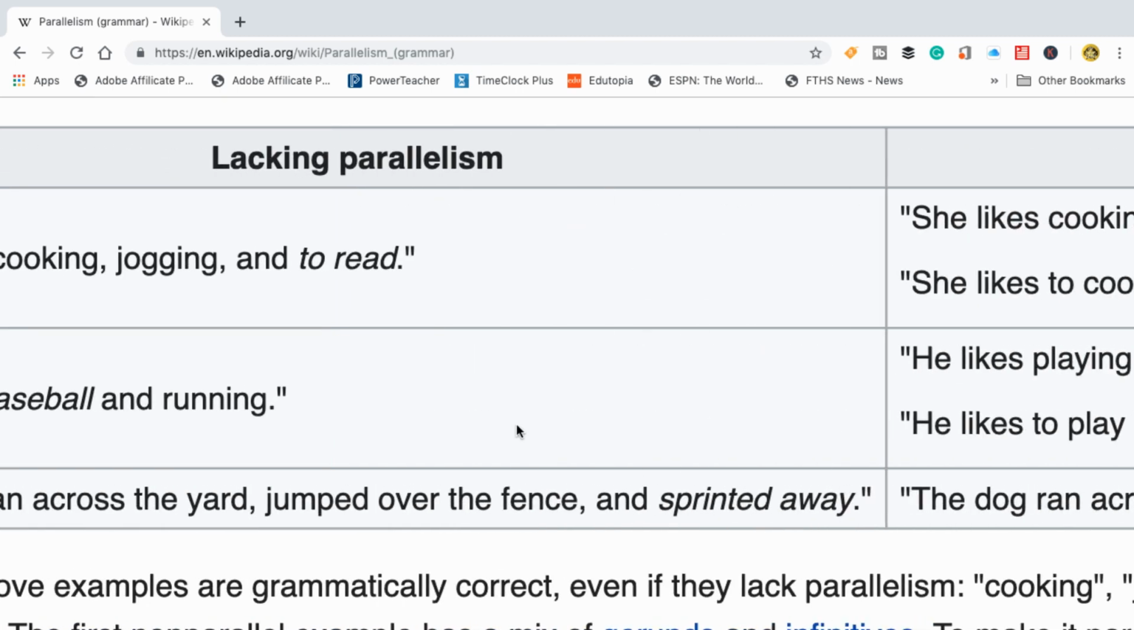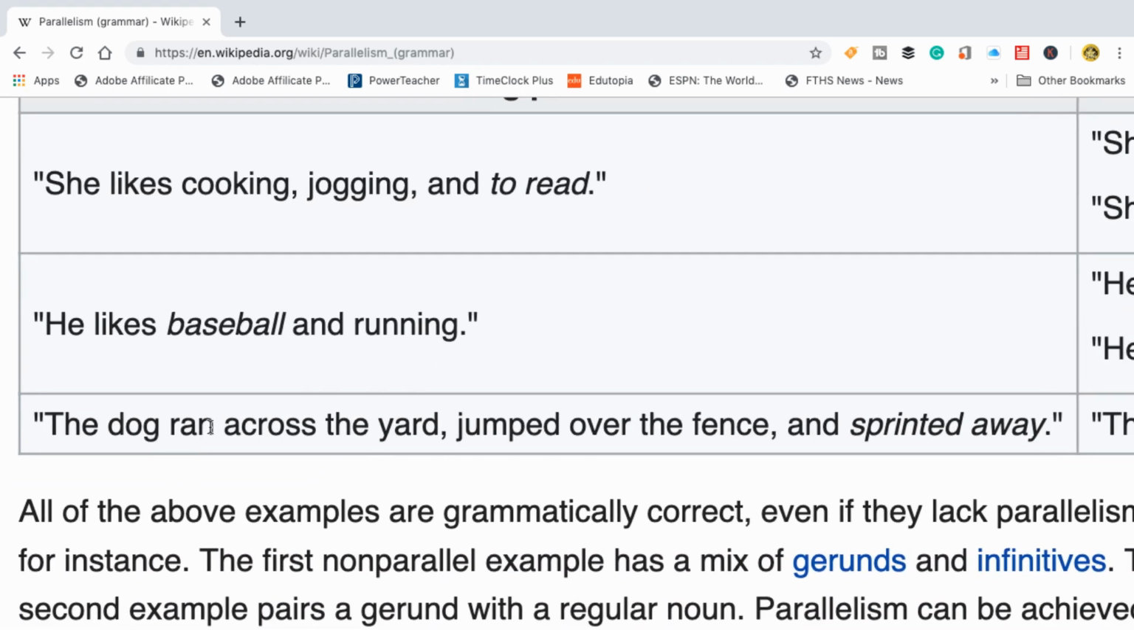Okay, one more example. Here we go. The dog ran across the yard, jumped over the fence, and sprinted away. That's not consistent. So let's identify the structure. The dog, that's our subject. What did it do? It ran. Where did it run? Across the yard. So across the yard, jumped over the fence, and sprinted away. Sprinted away, it's highlighted because that's not consistent.